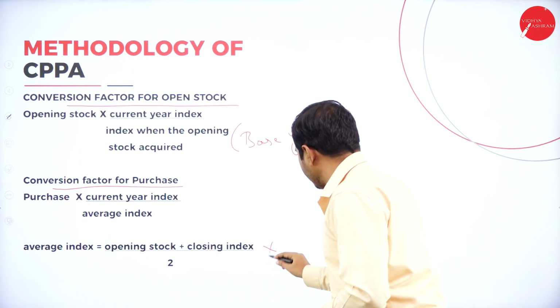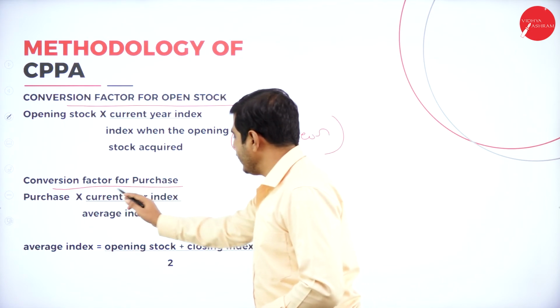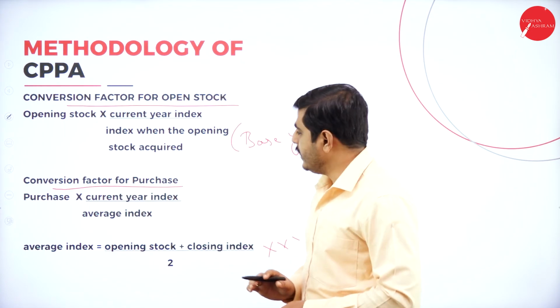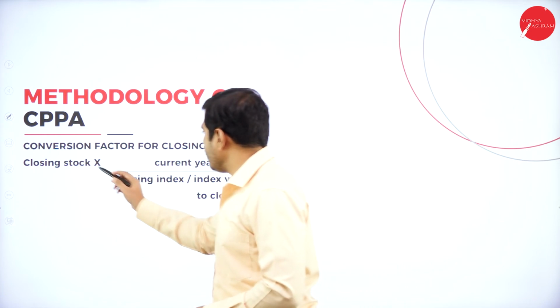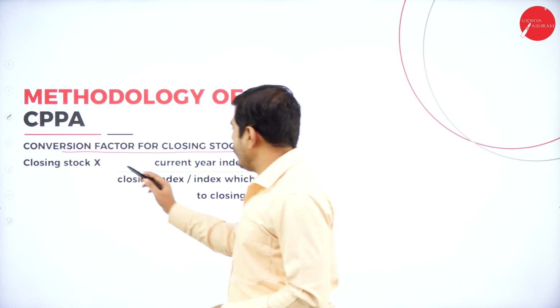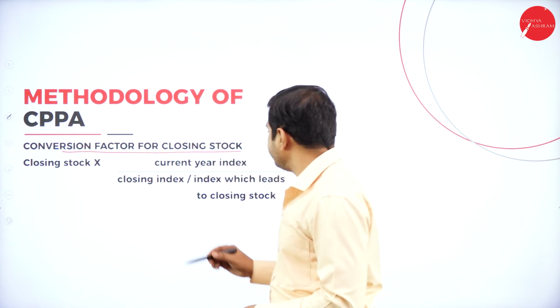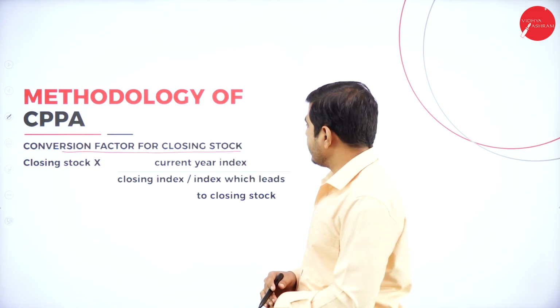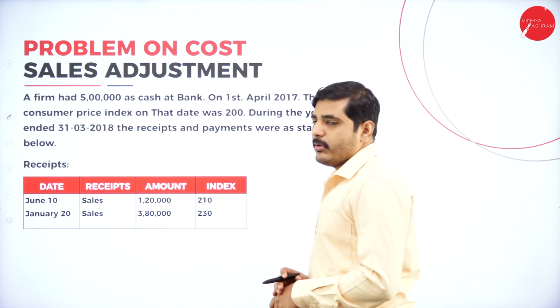What is the amount you get here? The same amount, current year index into average index. Now going to the conversion factor for calculation of closing stock. So again, closing stock into current year index divided by base year index. Now let's do the problem here.